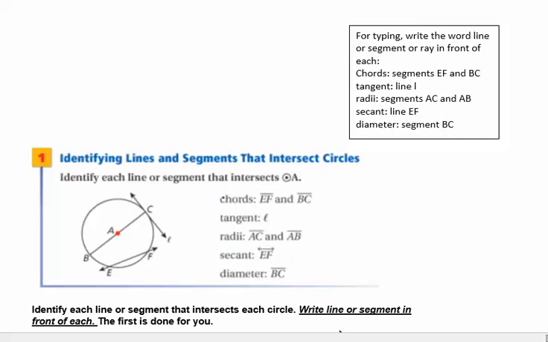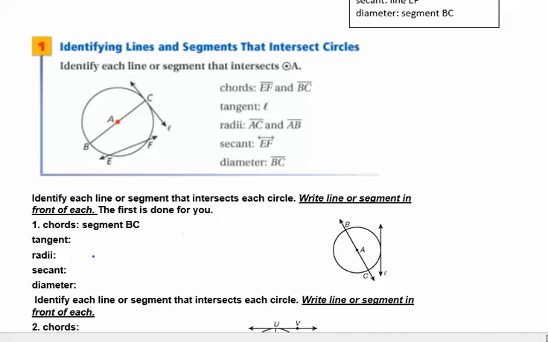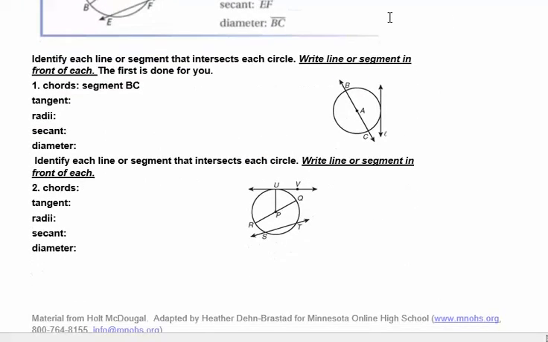So here's what it'd look like if you're able to go ahead and write these. For a line, you can use the line symbol, which is a little line with 2 arrows at the end, but you can also just type. Like in this first one, it says identify each line or segment that intersects the circle, write line or segment in front of each. So for chords, there's only one chord, and it is BC. So I wrote segment BC because it can't be a line, because a chord has endpoints on the circle. So you have to write whether it's a segment or a line. It could also be a ray in some cases, but none of these are.